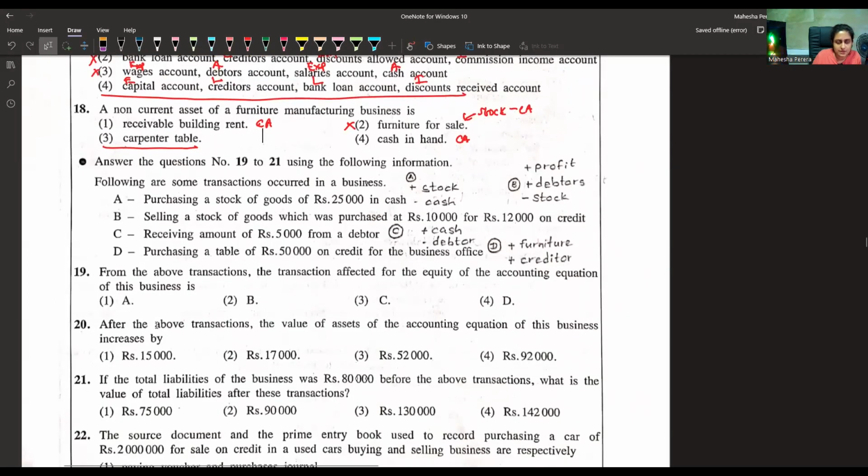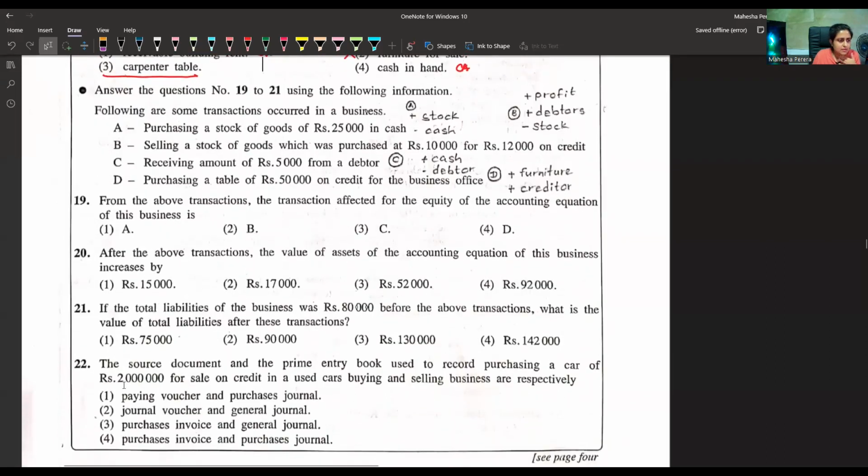Now let's go for the next question. Hari? ඊළඟට යමු පුතා. Right, it's a big question. Seems like 19 to 21, 3 questions are from same case. So seems like we are given transactions. On the way, 19th එක කියවලා යන්න. Let's read the 19th question and go for the data. From the above transactions, the transaction affected for equity of the accounting equation is.